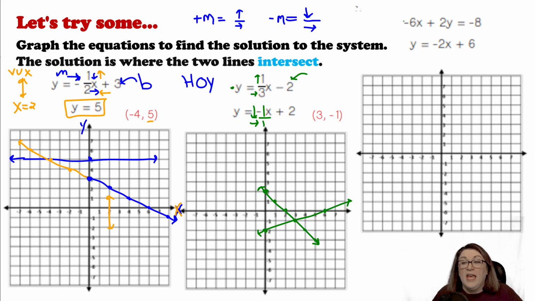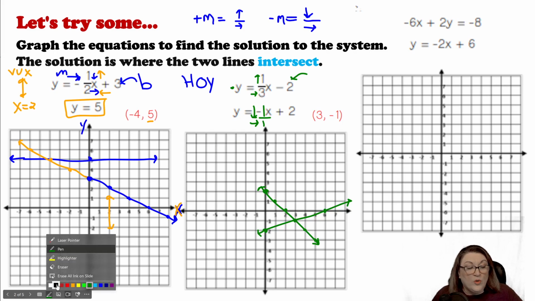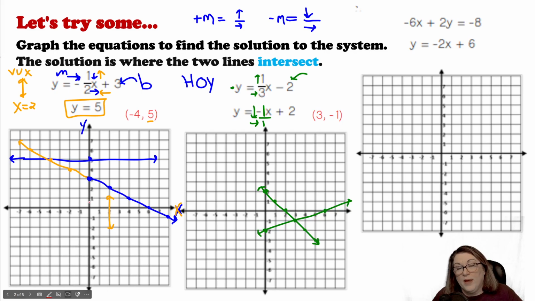Okay, we have one more to graph, and this one has one that's in standard form and one that's in slope-intercept form. If it's in standard form, you're going to need to convert it into slope-intercept form. There is a video on that. It's called Converting Standard Form to Slope-Intercept Form. It's under the Functions playlist on the Math Blossoms channel if you want a refresher on how to do that.